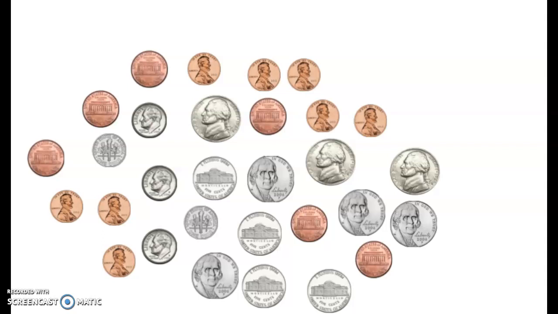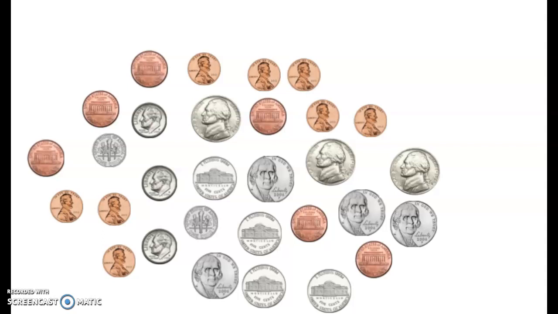Now that we've thought about the coins and how we can sort them by their size or how much they're worth or their value, we're going to sort them in a different way this time. This time we're going to sort them by what type of coin they are. So you can see I have a lot of coins here, and what I'm going to do is put them into groups. I'm going to put them in groups of pennies, in groups of nickels, and in groups of dimes.